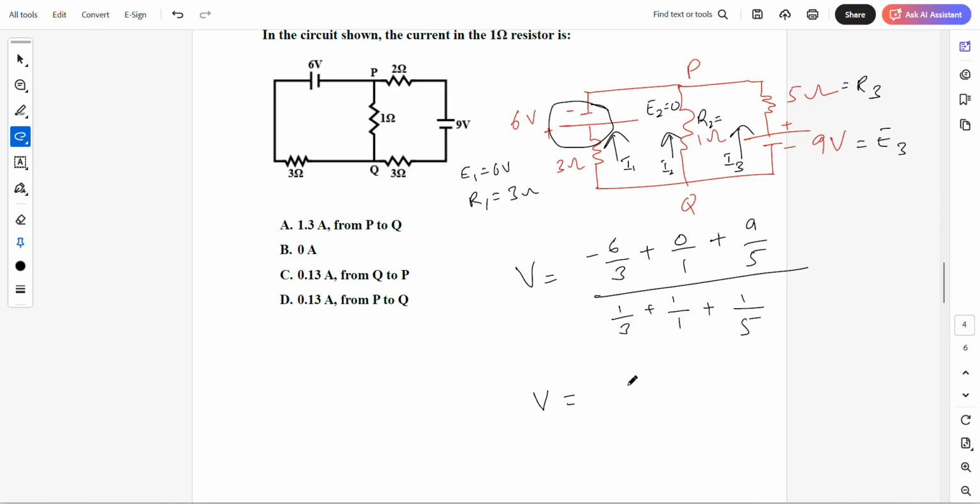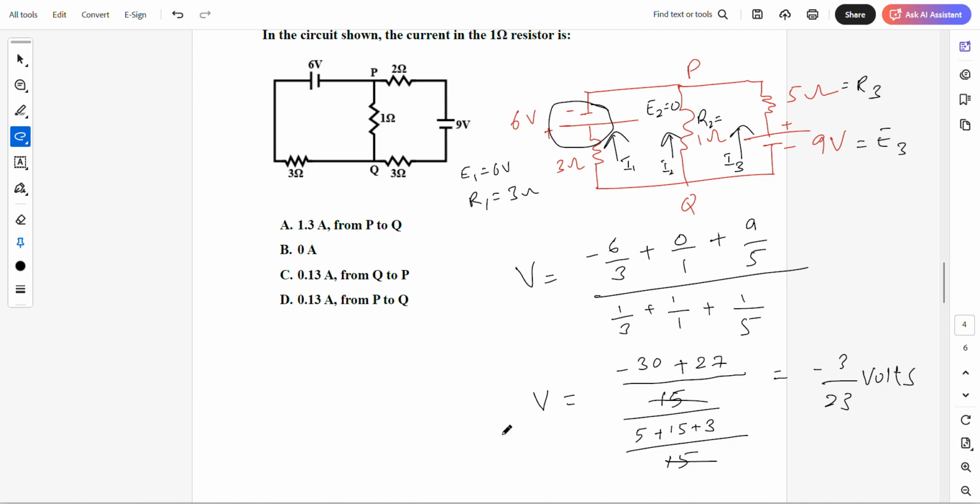You can take 15 as LCM here. Then here minus 30 comes, plus of 27, okay, divided by 15, right. Taking 15 as LCM, this becomes 5, plus of 15, here plus 3, 15 gets cancelled. We get minus 3 by 23 volts.